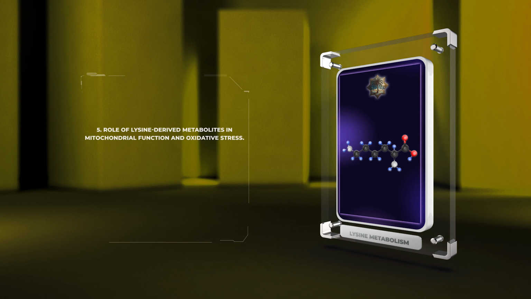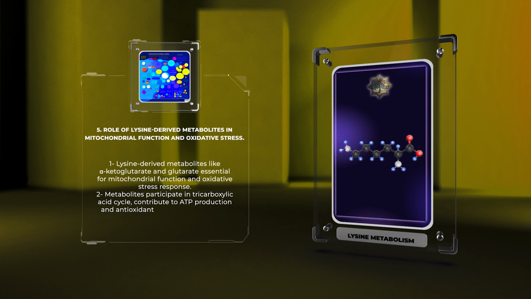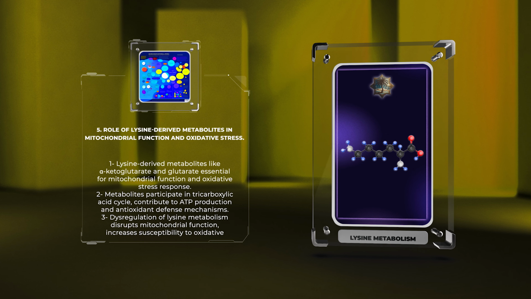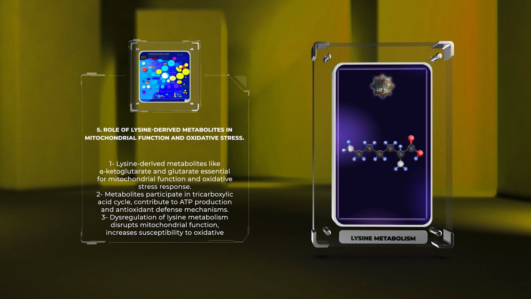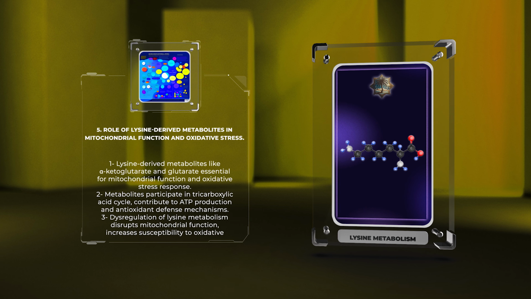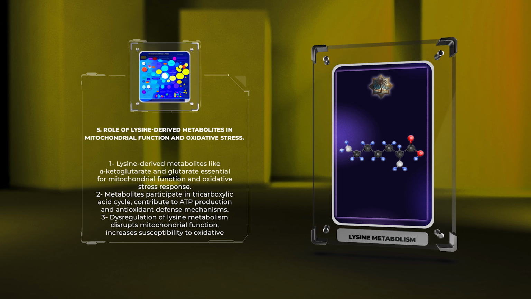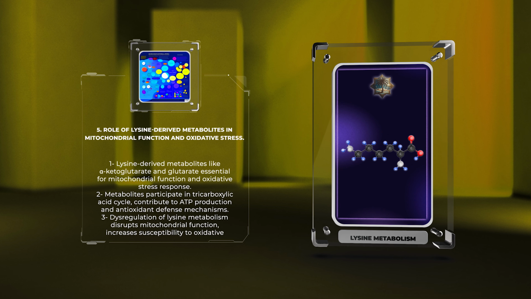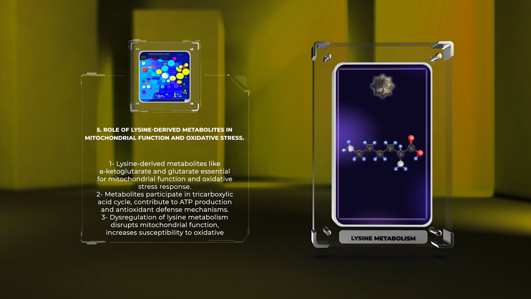Lysine-derived metabolites, such as alpha-ketoglutarate and glutarate, play essential roles in mitochondrial function and oxidative stress response. These metabolites participate in the tricarboxylic acid cycle and contribute to ATP production and antioxidant defense mechanisms. Dysregulation of lysine metabolism and associated metabolites can disrupt mitochondrial function and increase susceptibility to oxidative stress-related diseases.